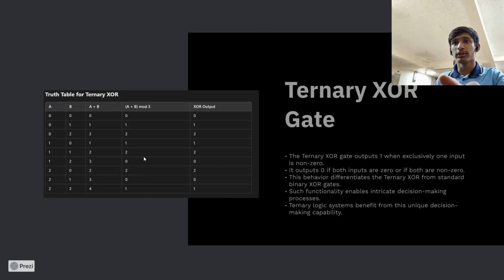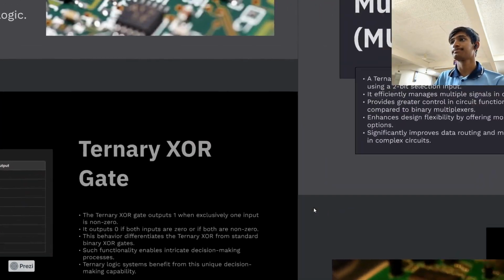So the truth table of the ternary XOR gate is A plus B modulo 3. Just add A and B and divide by 3. Whatever the remainder is, that is our output. It outputs 0 if both inputs are 0, and if both are non-zero. Such functionality enables intricate decision-making processes. Ternary logic systems benefit from this unique decision-making capability.